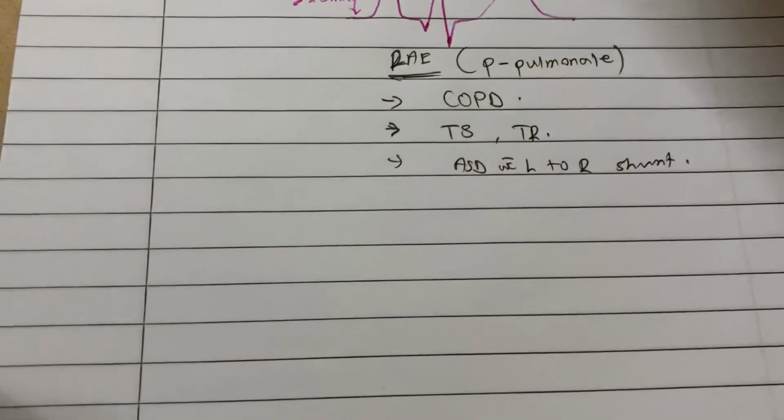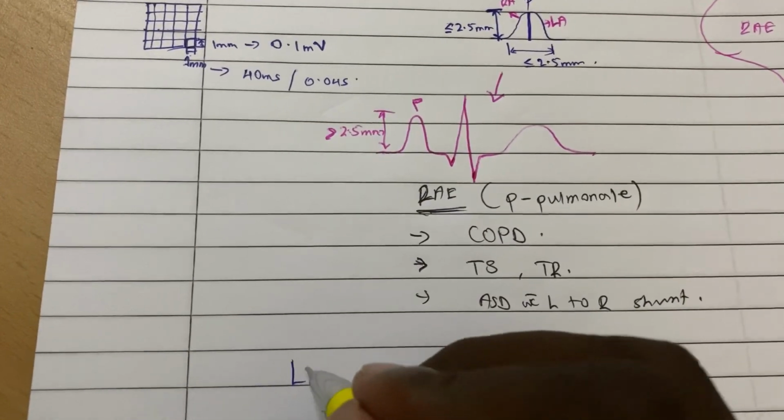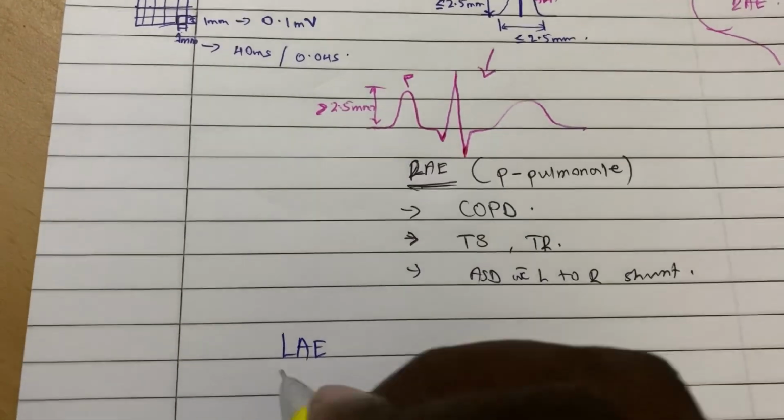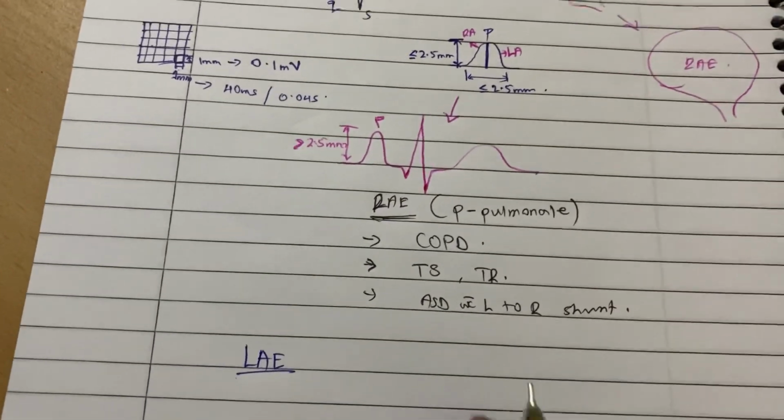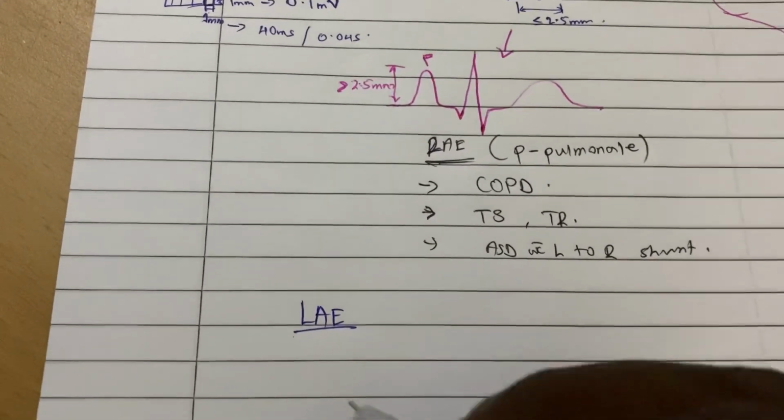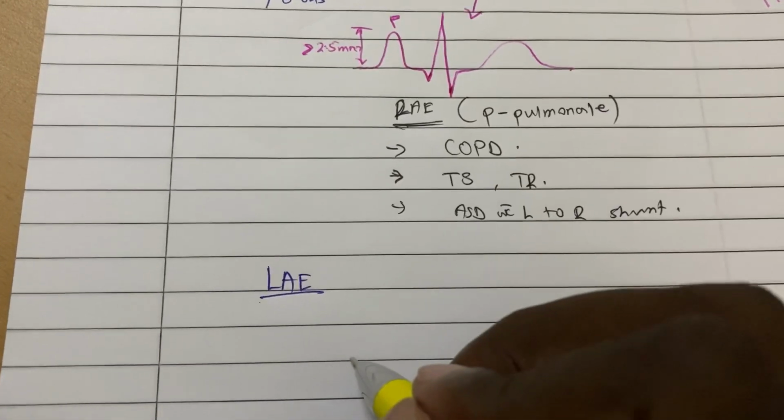Now we go to left atrial enlargement. So remember again, we draw the P wave, the normal ECG.